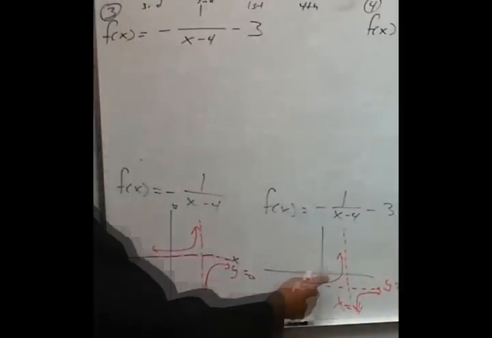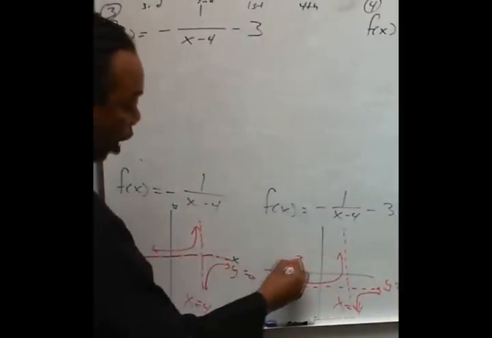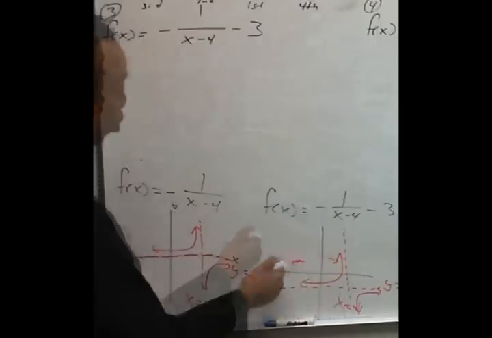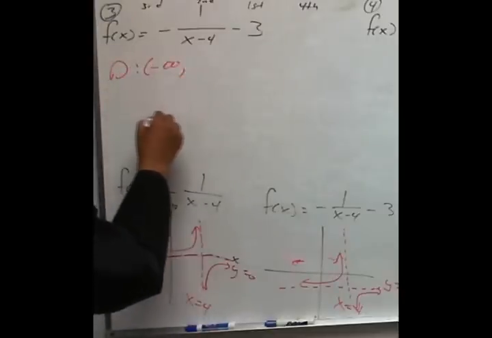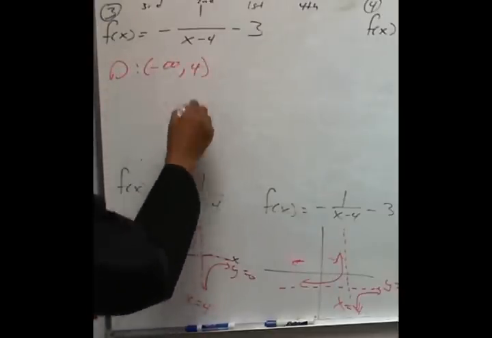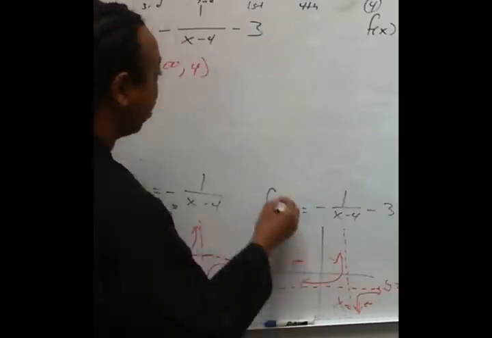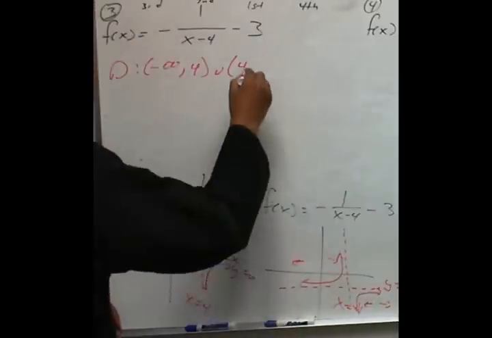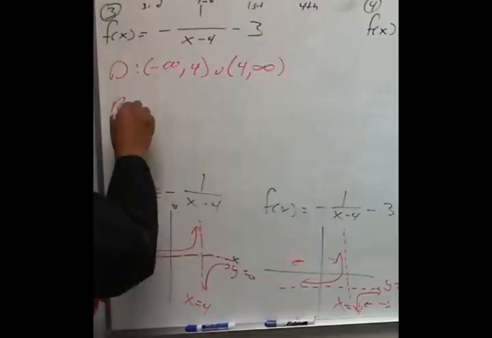So, the domain, looking at this to the left and to the right, how far does this piece go to the left? How far does this piece right here go to the right? Means that the domain is -infinity to 4. And then we look at this piece to the left and right. This piece goes as far to the left as 4 and as far to the right as +infinity.